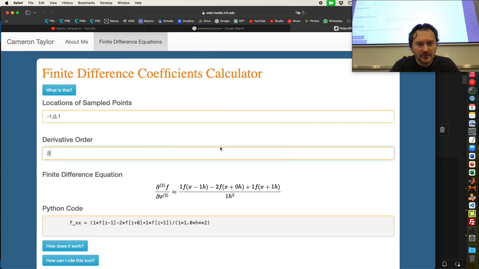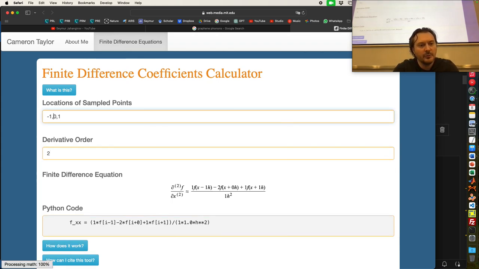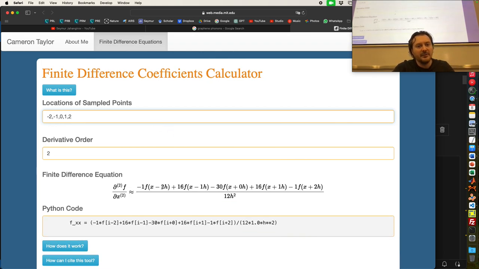Can I make it bigger? It would just give you the coefficients that you need to use to get the second derivative, for example. You already know this is the second derivative, right? But what if you want to use more points, like minus 2 and also 2? Then it gives you the relevant coefficients. You should use minus 1, 16, minus 30, etc. Did you know this web page before? No. Very good. So what we are going to do is derive these coefficients ourselves, to see how it works.